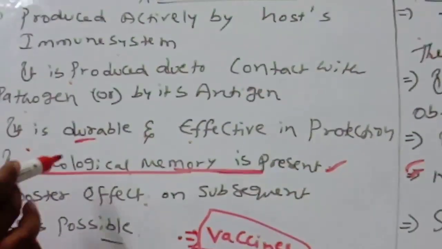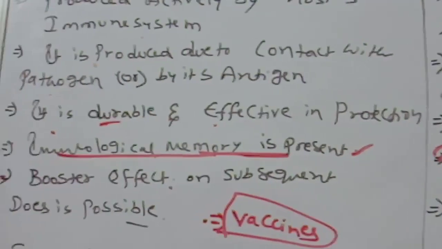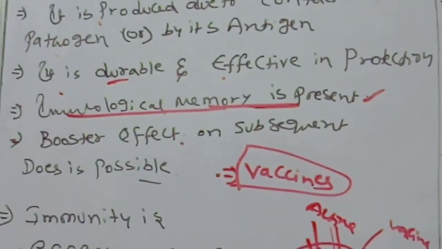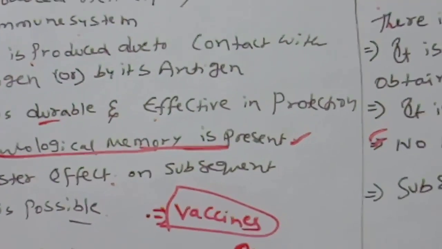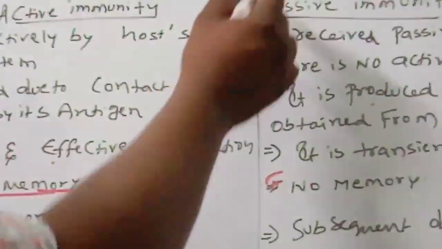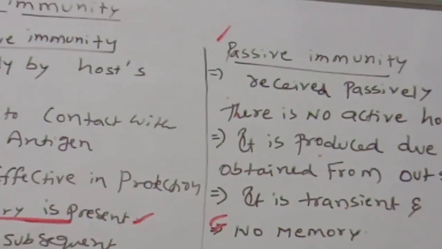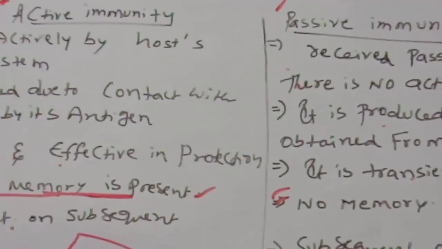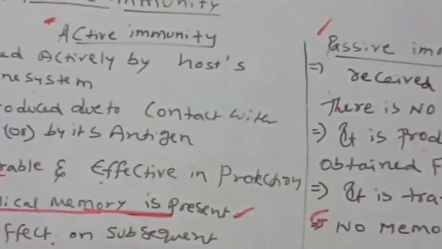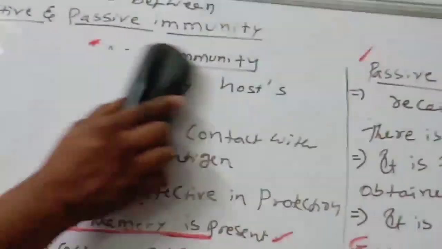It is transient and less effective. So immunity is effective only after a short period, but in passive immunity, immunity develops immediately after injection. Immediately the immune system will be developed in which case? Passive immunity. Like that, there are differences. These are all the differences between active and passive immunity.